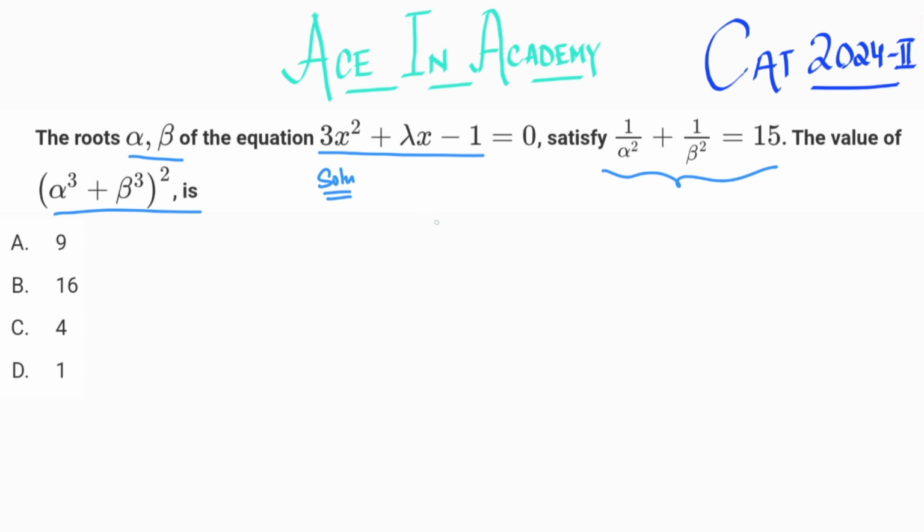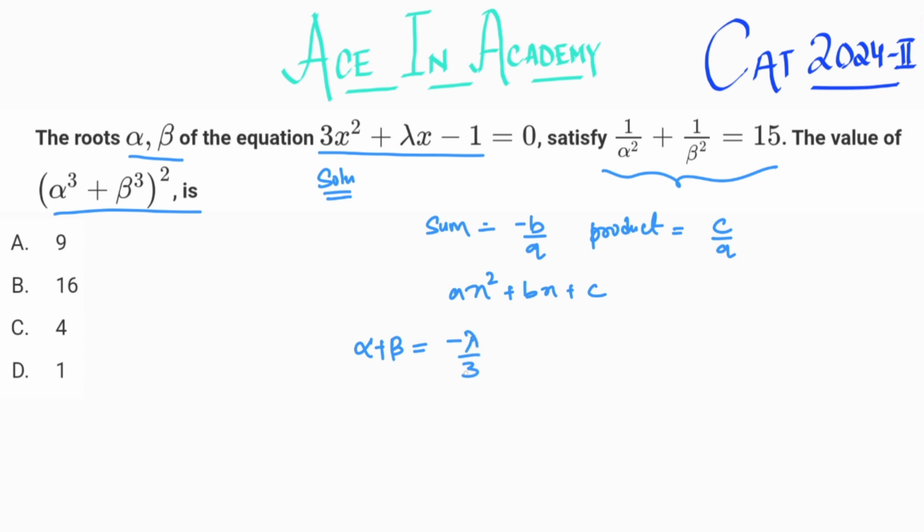Now we know that the sum of roots of any quadratic equation is minus b by a, and the product of roots is equal to c by a, if the quadratic equation is ax square plus bx plus c. According to this, the sum of the roots, alpha plus beta, would be minus lambda by 3, and the product of the roots of this equation would be minus 1 by 3. So alpha into beta is equal to minus 1 by 3.